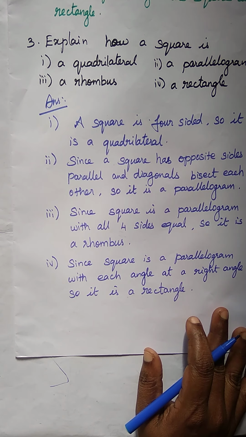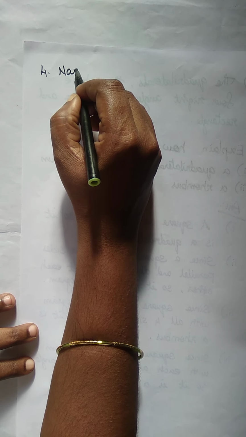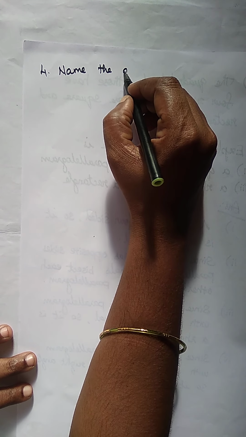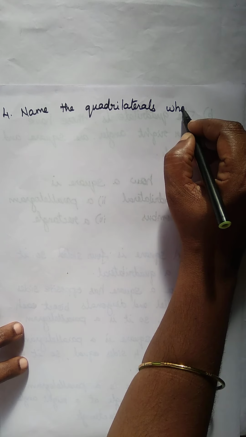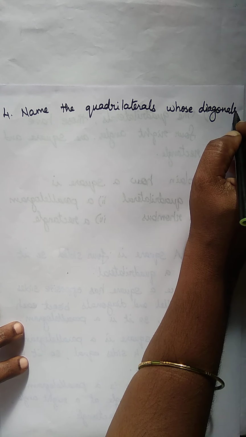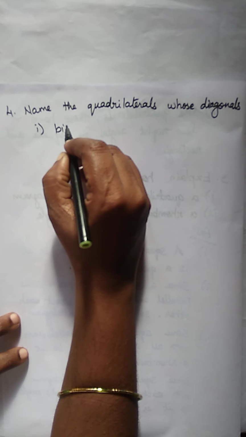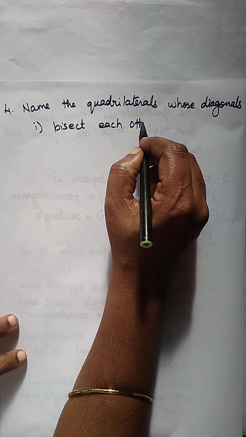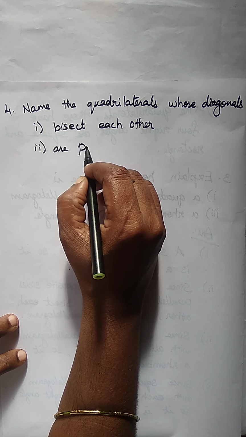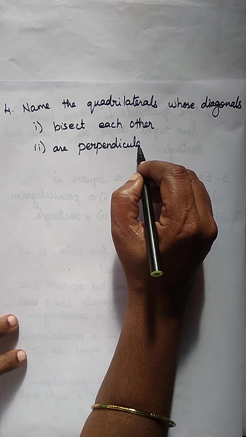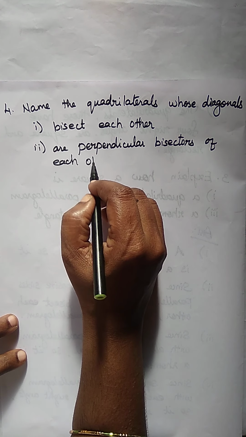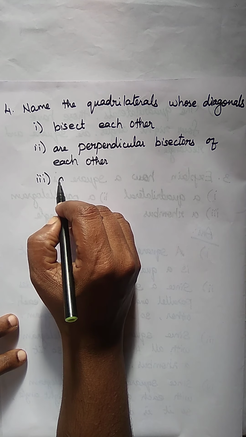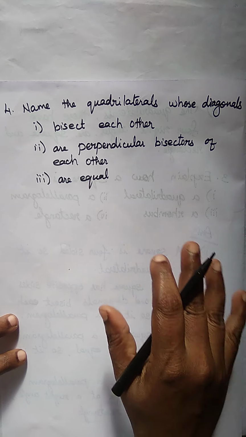Now in the next question, number 4, name the quadrilaterals whose diagonals, first subdivision bisect each other, second one are perpendicular bisectors of each other, third one are equal.